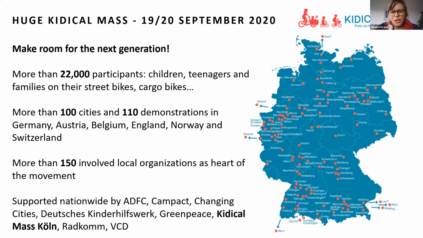This means children, teenagers, and their families on their street bikes, their cargo bikes, their racing bikes. Everything was possible. There were more than 100 cities participating and 110 demonstrations organized in Germany, Austria, Belgium, England, Norway, and Switzerland. The heart of the movement are more than 150 involved local decentralized organizations and all the people behind these organizations.